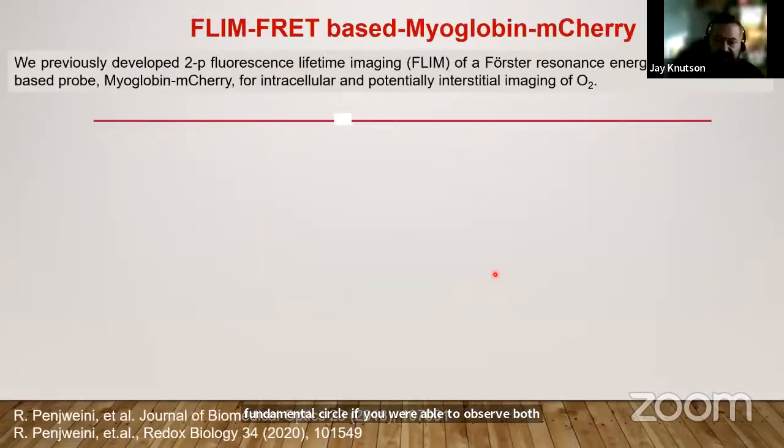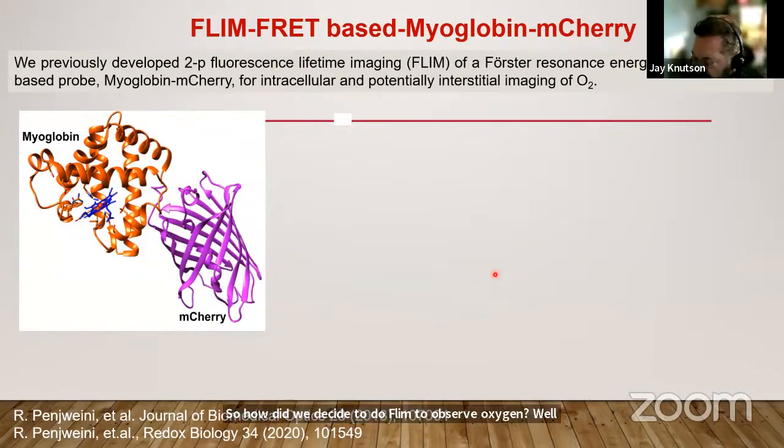So how did we decide to do FLIM to observe oxygen? Well, we put an oxygen responding molecule that changes color when oxygen is bound, myoglobin, in close proximity to mCherry. Myoglobin is the reason that if you go to the grocery store and you see a steak that's gone beyond its time, it should have stayed in the grocery store, and it gets that gray color. It's because the myoglobin has changed spectrum.